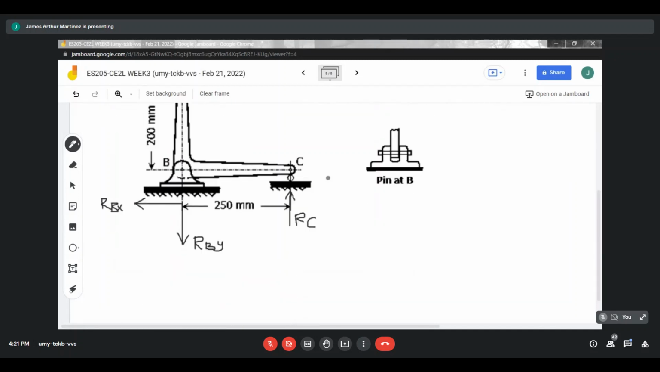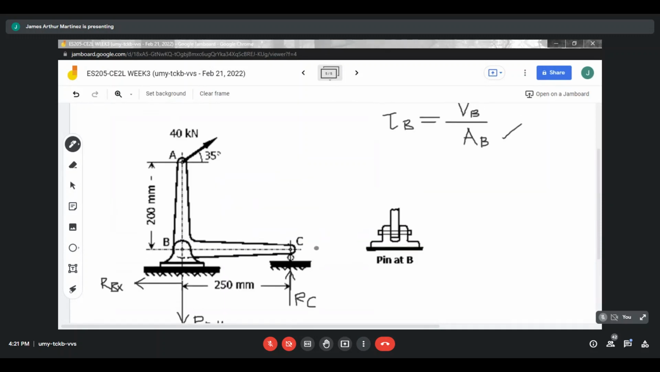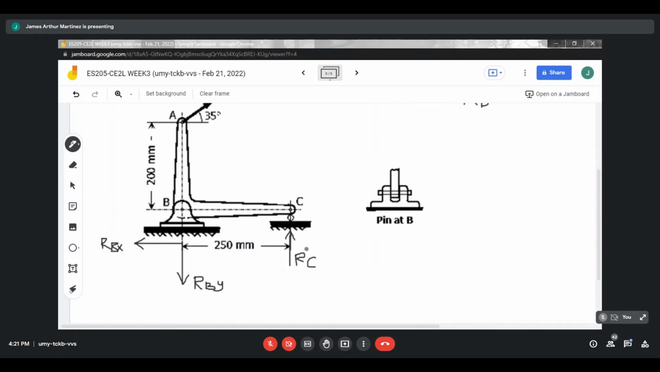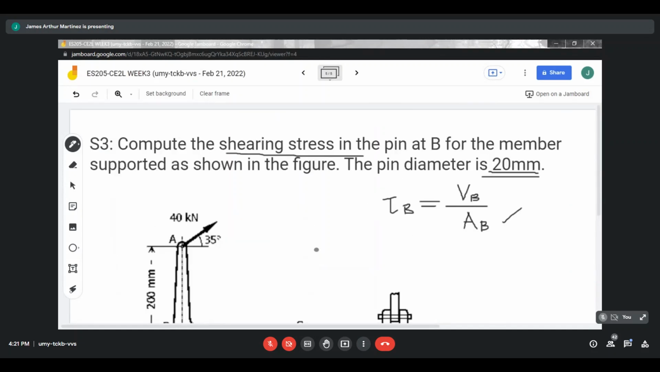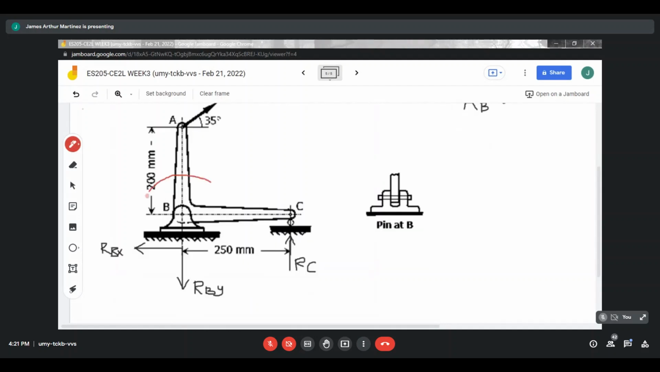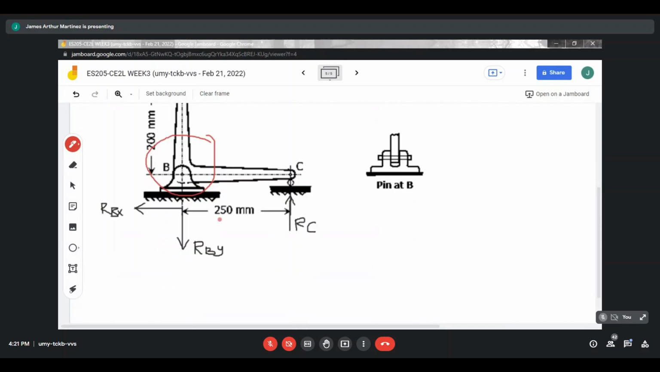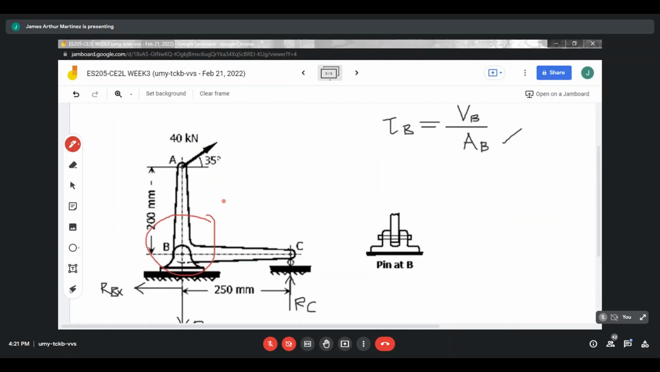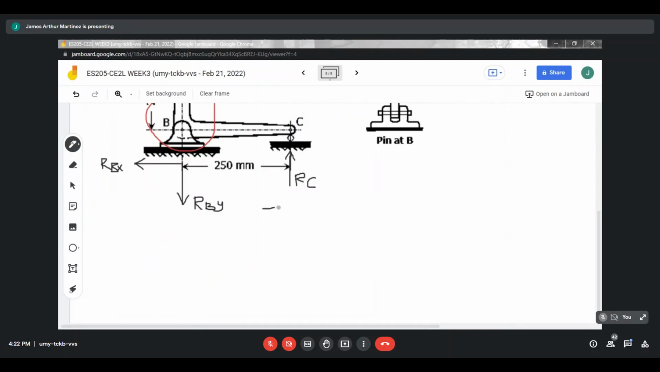So ato sang ipang determine ang mga reactions nato sa ato ang supports. So at point C, I think dili man siguro importante ang reaction nato kang point C, kay ato ang analysis is more on naa kang point B, kay siya man ang ipangutana sa problem. Okay? So atong pangitaon is si RBY and si RBX. So how do we compute for RBY and RBX? By summation of moments at point C.